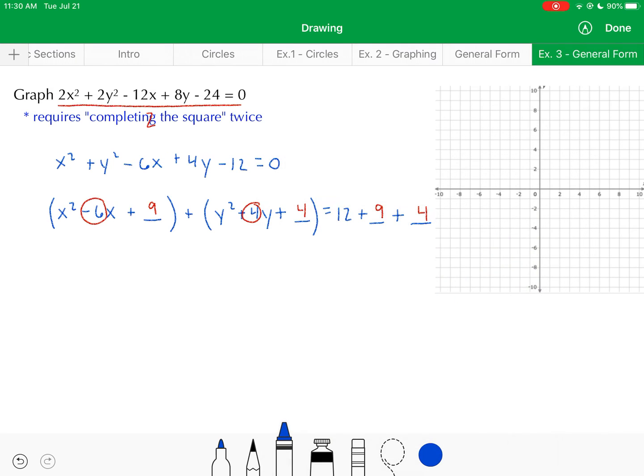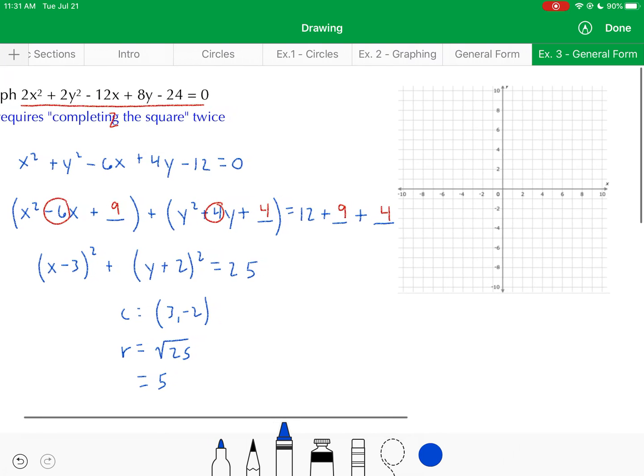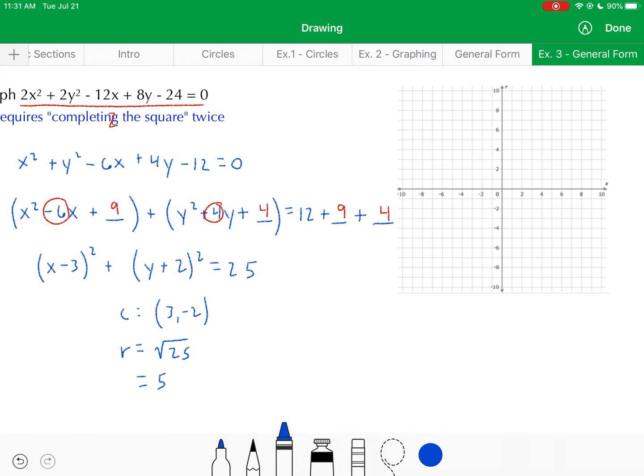Now we can factor: x minus 3 squared plus y plus 2 squared is equal to 25. And now we're in complete standard form. The center of this circle has coordinates of 3, -2, and the radius equals the square root of 25, which of course is 5. Now we can graph very similar to the last example.